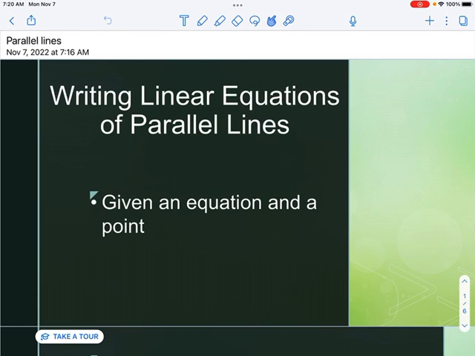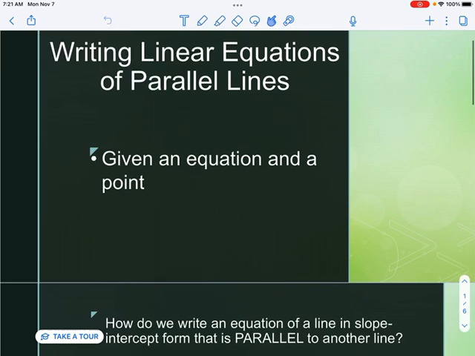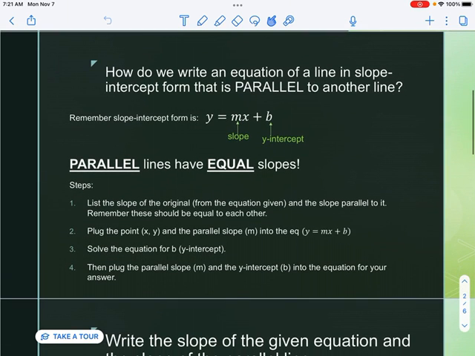All right, today we are going to be learning how to write linear equations of parallel lines. Now remember, parallel lines are two lines that never meet, okay? Never intersect, never touch. All right, so let's talk about this real quick.